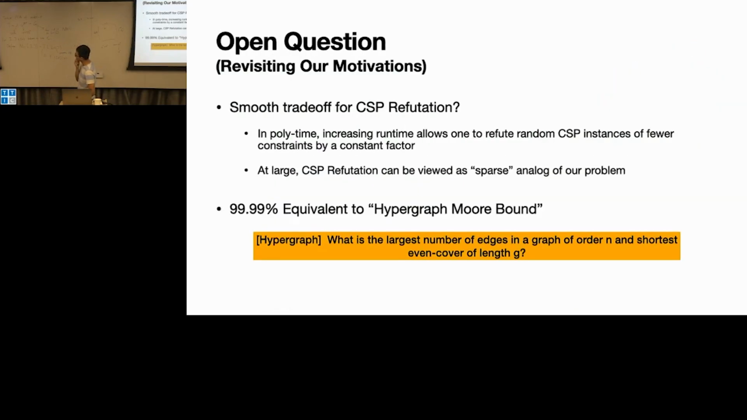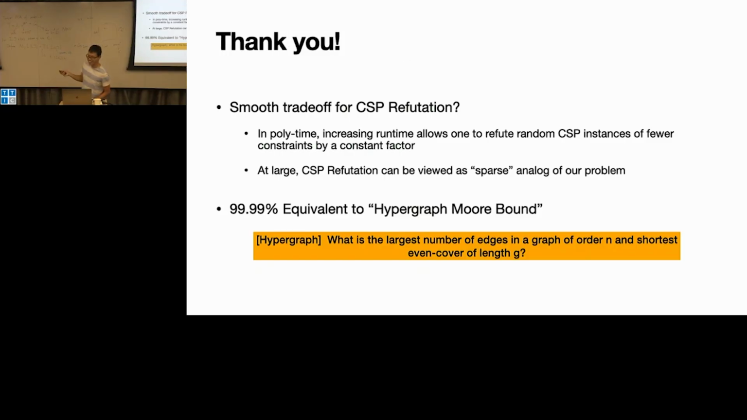Our work also opens up this next question: can we get this similar phenomenon for CSP refutation? Once we get a tight bound for CSP refutation, this will basically answer the hypergraph Moore bound question. So I think this is an immediate next step, if anyone is interested. And yeah, thank you.